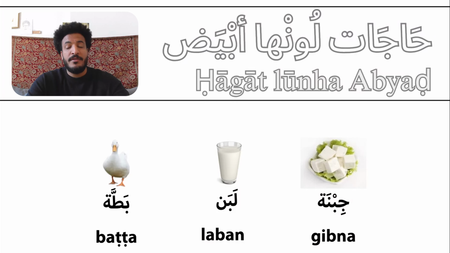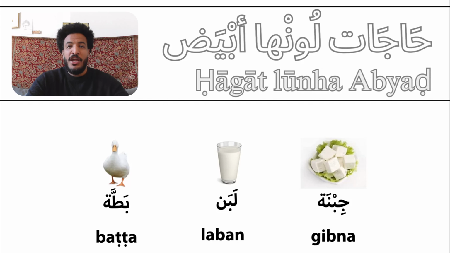أبيض. And حاجات لونها أبيض. Things with the color white. The first thing we have here for حاجات لونها أبيض is جبنة. جبنة is a cheese. We took the word بطيخ.